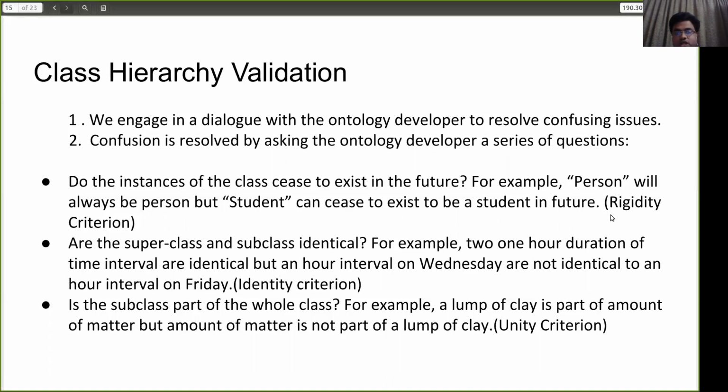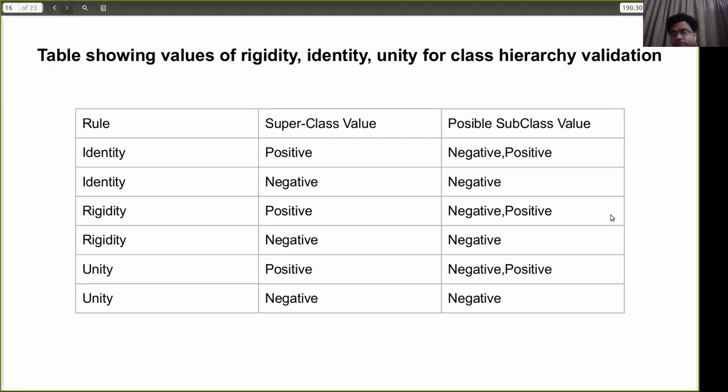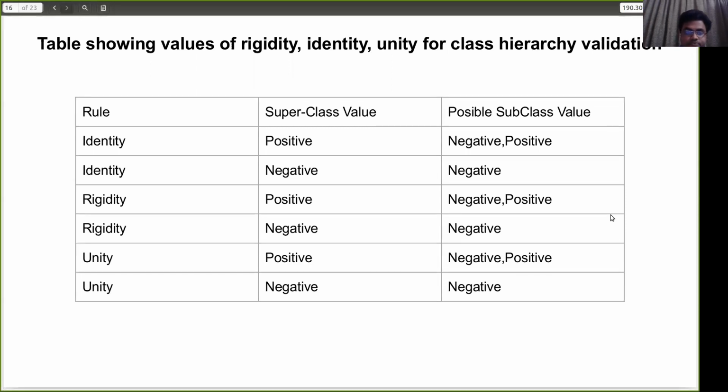For class hierarchy validation, we ask questions of the users like, do the instances of the class cease to exist in the future? This is the rigidity criterion. Are the superclass and the subclass identical, like the identity criterion? Or is the subclass a whole part of the superclass, for the unity criterion? The table shows the values of the rigidity, unity, and identity properties used by Ontosphere for class hierarchy validation. So for an identity positive superclass, the possible subclass value can be negative and positive. But an identity negative superclass can have a possible subclass value of negative only.